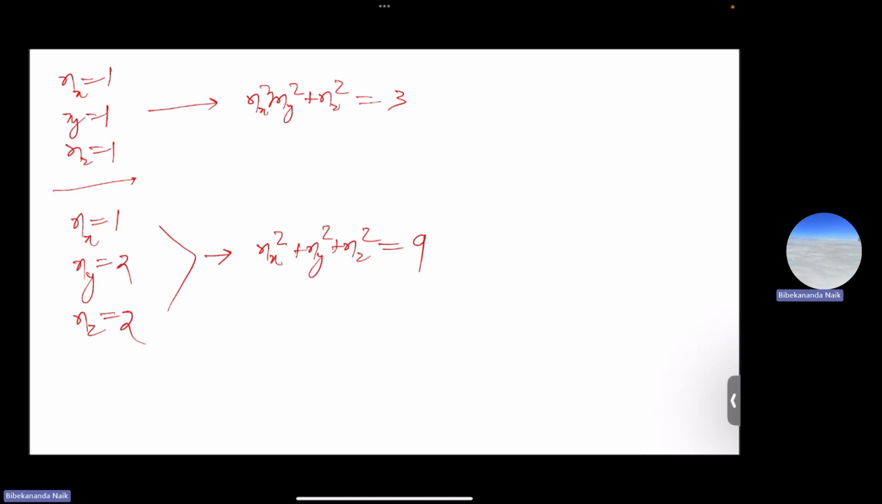One case is nx equals 1, ny equals 2, nz equals 2. Again, if nx equals 2, ny equals 1, and nz equals 2, in that case also the sum is 9. And again, if nx equals 2, ny equals 2, but nz equals 1, then in that case also nx square plus ny square plus nz square will be 9.